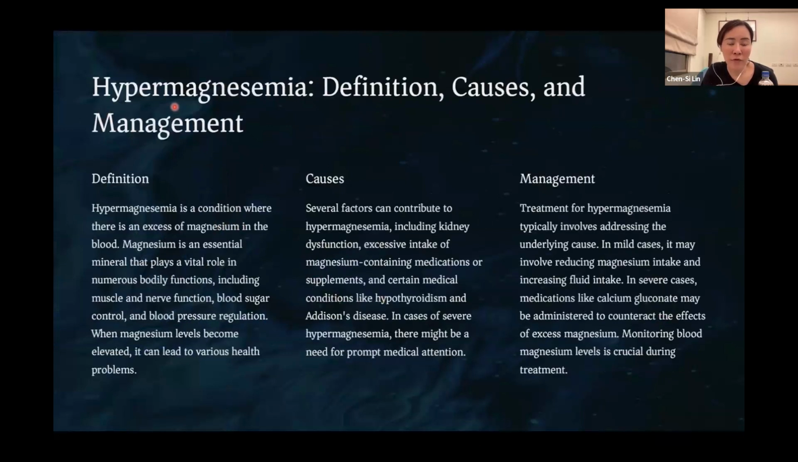So on the contrary, for hypermagnesemia, the management in mild cases is to restrict the magnesium intake and increase fluid intake. So it's basically diet management: try to reduce the uptake of magnesium, and also help the animal to increase its water intake. This is in mild cases.